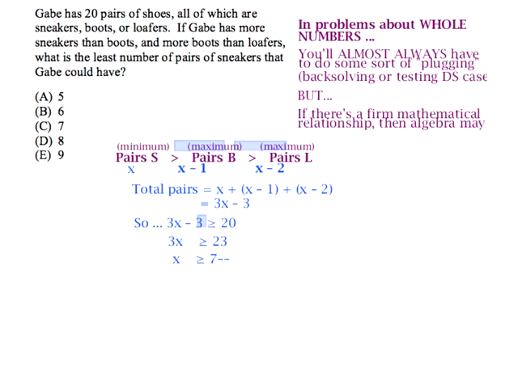So 7 2/3. I mean, you can't have 7 2/3 pairs of something, very clearly. So that means that 8 is the smallest value that's going to work.